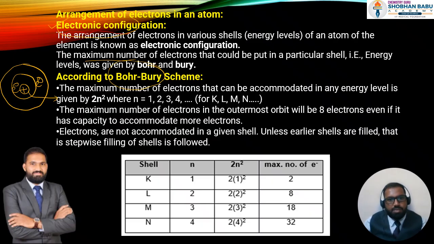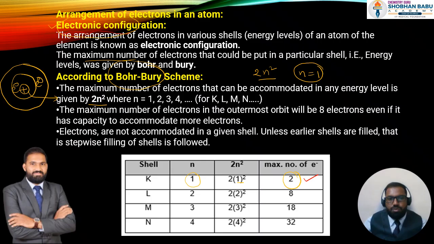That Bohr-Bury scheme is nothing but saying that the maximum number of electrons present in a given shell of an atom is equal to 2n square. Previously we have discussed what do you mean by n. Now n is nothing but the shell number. It means if you want to know the first shell, you have to substitute n is equal to 1. Then the number of electrons present in the first shell is equal to 2.